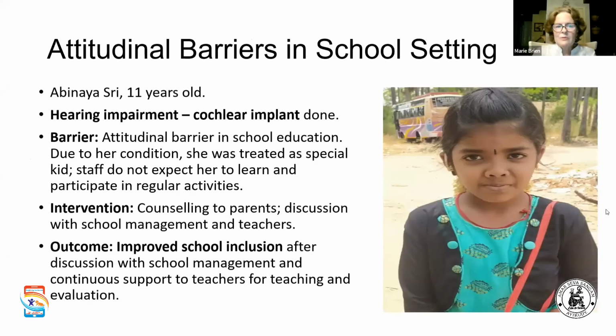Now let's look at one with attitudinal barriers within the school setting. Abhinayasri is 11 years old, and she has a hearing impairment and has received a cochlear implant. The barrier is an attitudinal barrier in school education. Because of her hearing impairment, she was treated as a special child. The staff in the school were not expecting her to learn or to participate in regular activities.